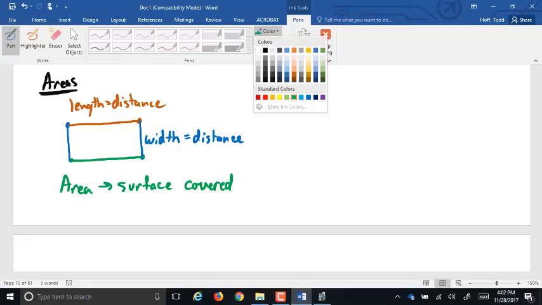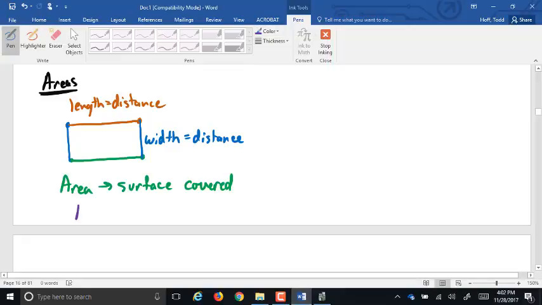And the amount of area, the size of that area, depends on the original length and the distance it was moved, that width. Now, it doesn't have to be a rectangle like that.